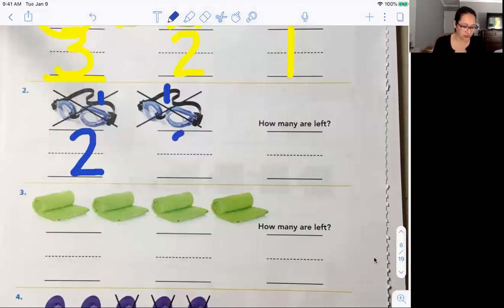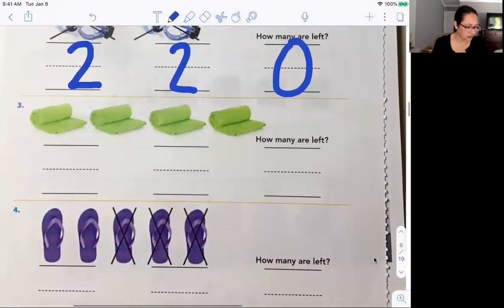2. So how many goggles are left that are not crossed off, right? 0. So the answer, remember, the 0 is still a number. So what they're saying is 2 take away 2 is 0. Okay, boys and girls, don't let that fool you. You got to make sure that even if it's crossed off, it's still starting with a 2. Okay, let's go to number 3.